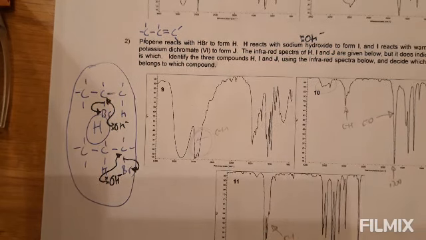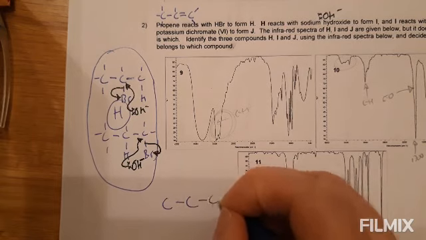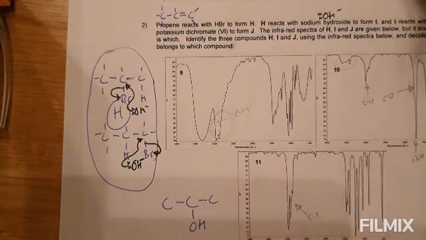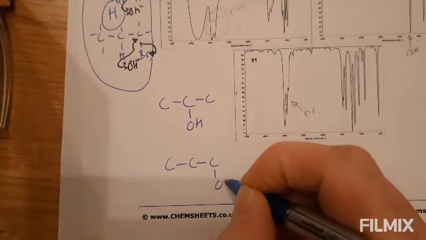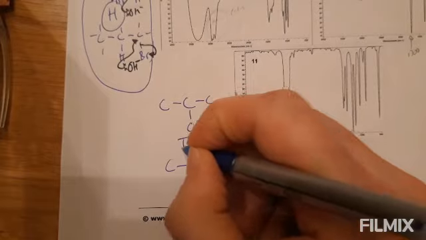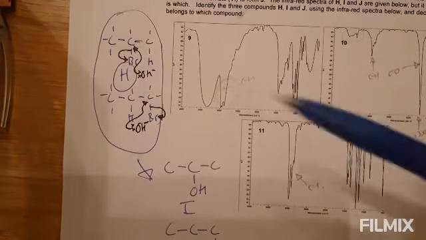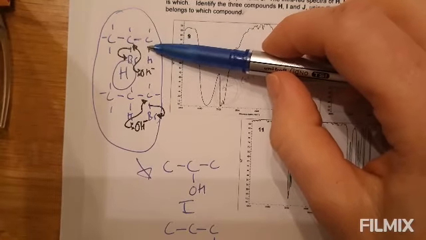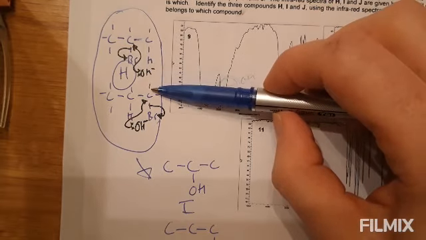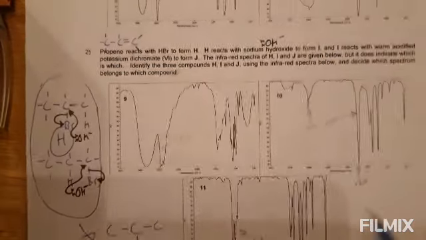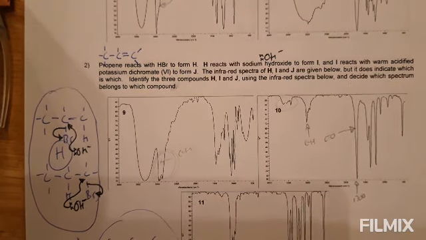So I is going to be either C with an OH there, or C with an OH there. Okay, and these are going to be I. So basically what this question is, we're going to try and work out whether we're going to go with the interesting functional group in position number 2 or the interesting functional group in position number 1. Okay, so H reacts with sodium hydroxide to form I. So one of these two is I, one of these two is H.